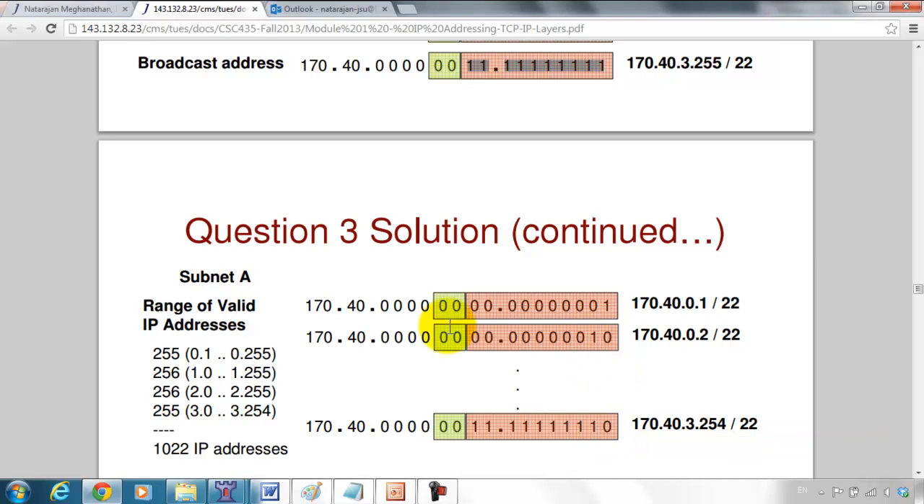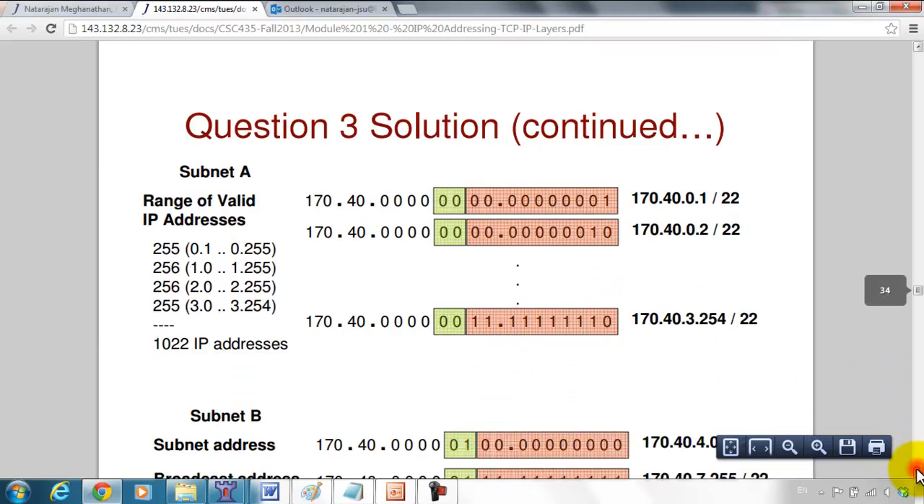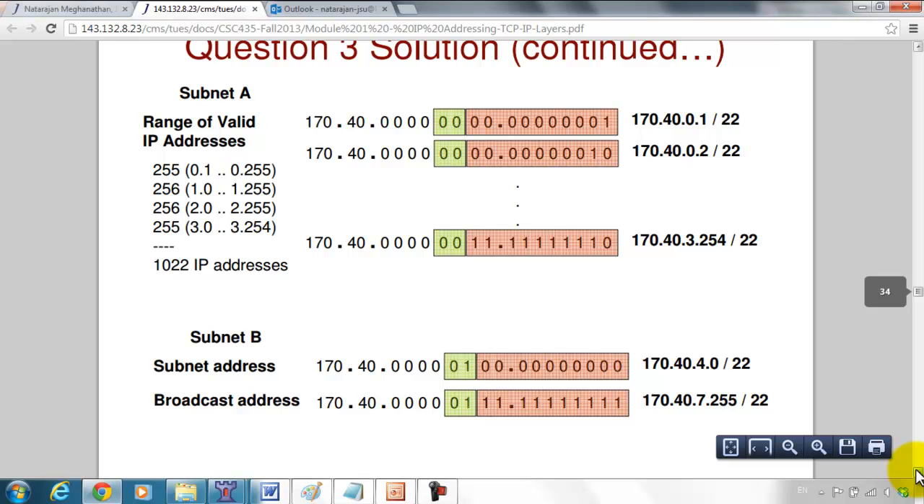So 170.40.0.1, 170.40.0.2, all the way to 170.40.3.254 is the range of valid IP addresses.